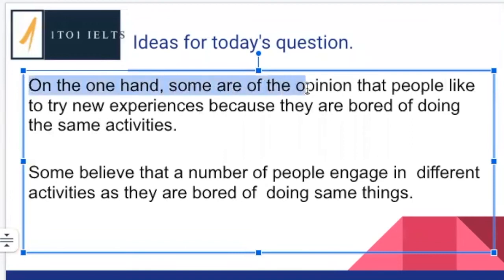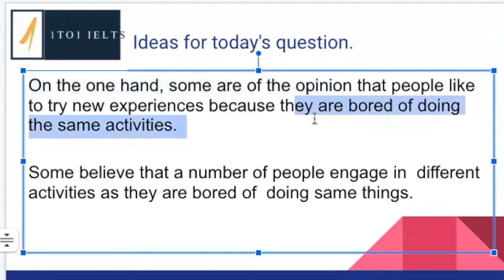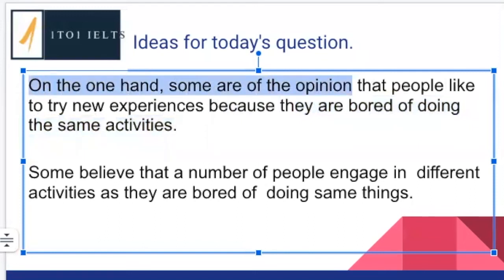On the one hand, some are of the opinion or some think, and then what they think, and we give the reason, the clause that describes that reason. Okay, so a really nice structure here that can be remembered. I'm going to highlight this. And you can use this in your essays for a discussion essay. So this is always going to be appropriate for the first main body paragraph of a discussion essay.